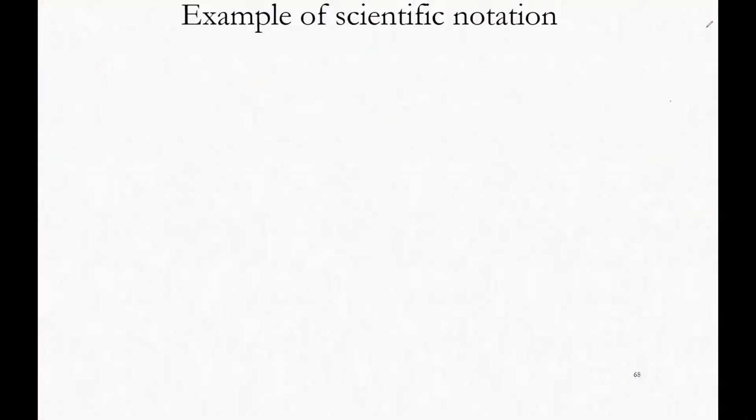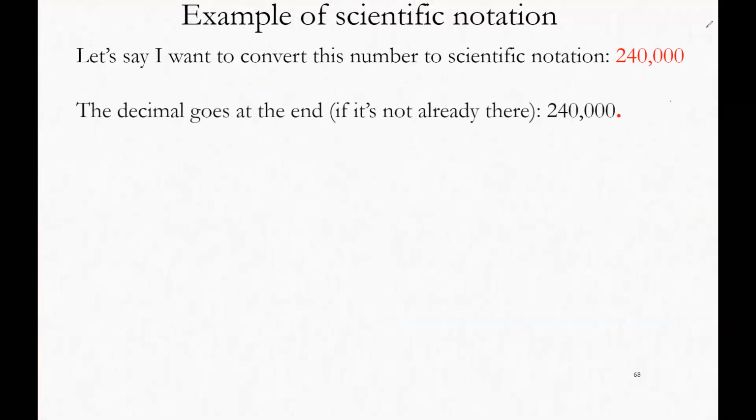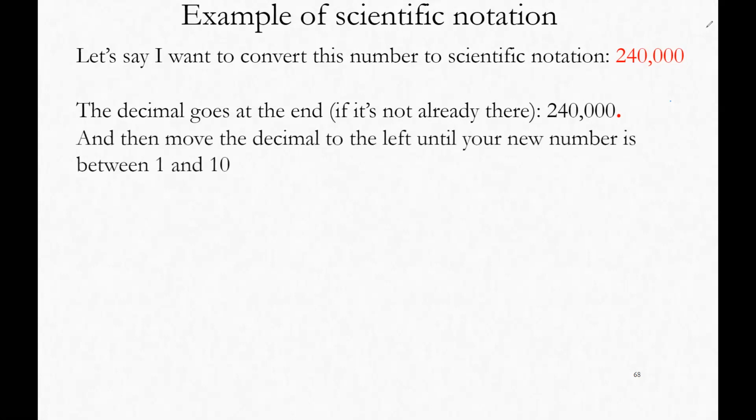All right, so let's look at an example. Let's say I want to convert this number into scientific notation, 240,000. Well, we know that the decimal goes all the way at the end, if it's not already there. So let's put that decimal all the way at the end. So we need to move this decimal to the left until we get a number that is between 1 and 10.